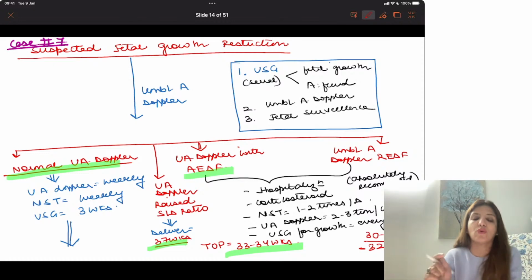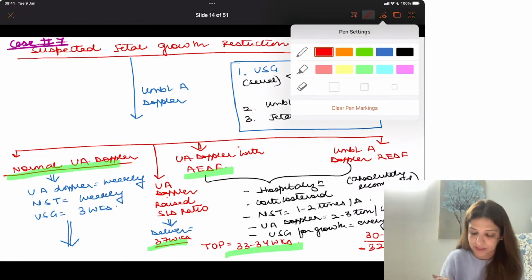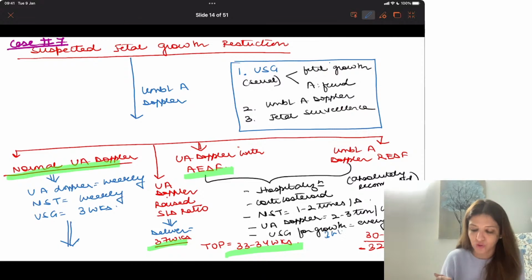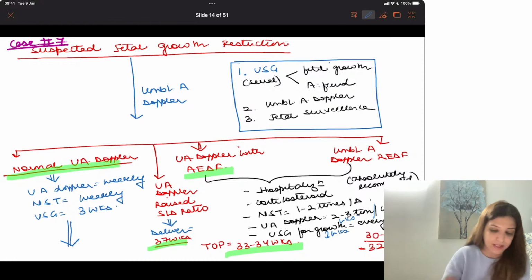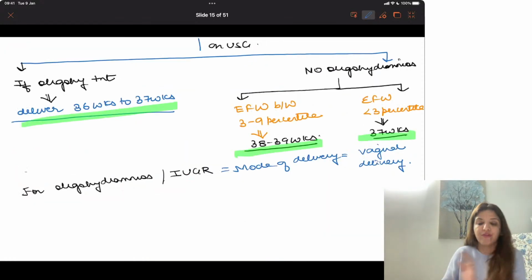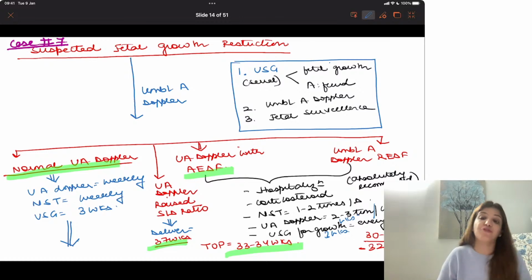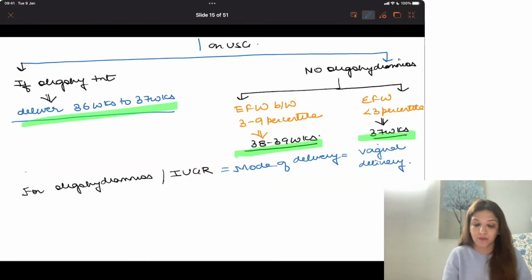In that case, you are going to hospitalize your patient, you are going to give her corticosteroids, you are going to do NST 1 to 2 times in a day, umbilical artery Doppler you are going to do 2 to 3 times in a week, and ultrasound you are going to do every 3 weeks. Clear to all of you? Very, very important table of Williams, which I have made in a simplified format for you for your upcoming INICET exam. Please take a screenshot and keep this with you.